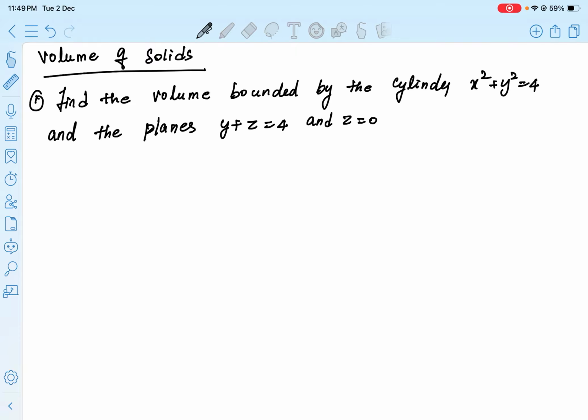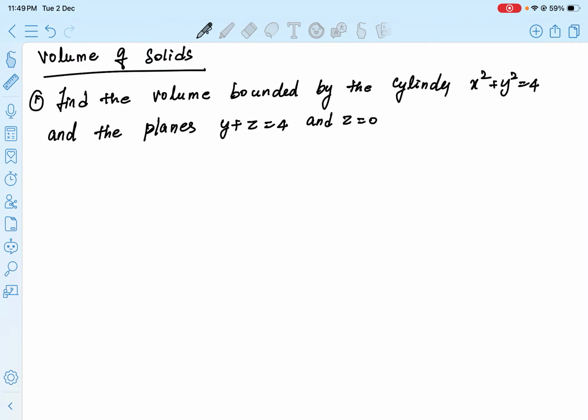Our next topic is volume of solids. Find the volume bounded by the cylinder x square plus y square equal to 4 and the planes y plus z equal to 4 and z equal to 0. Okay, so we are going to find the volume bounded by the cylinder.